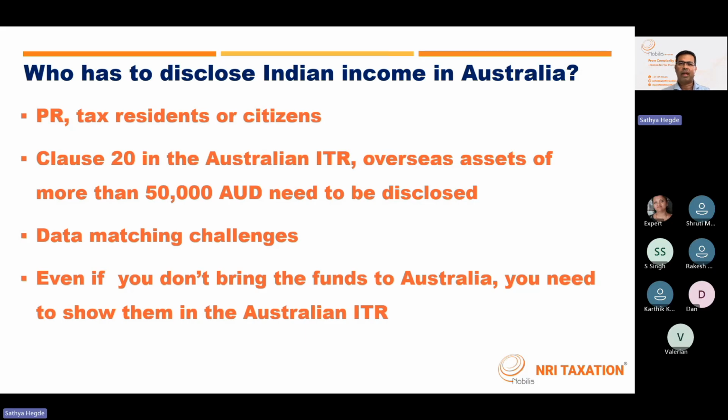When we have an NRO account in the Indian banks, they ask for our TFN number. That means essentially it will get disclosed to the tax office, and it's mandatory for permanent residents, tax residents and citizens to disclose their global income and global assets in their Australian tax return. There are a lot of misconceptions that if I don't bring funds to Australia, it is okay. Those are not true, and you need to disclose this information correctly in your Australian tax returns.